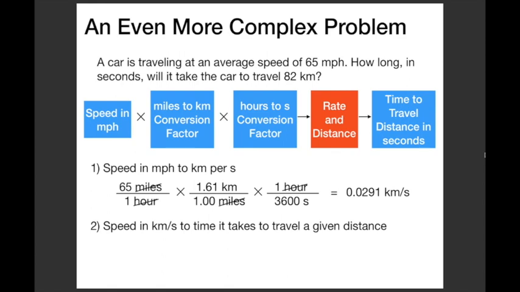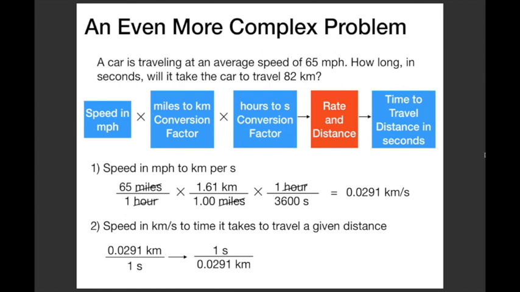We can now take that speed and that distance and convert that into the time it takes to travel that distance. The speed has kilometers in the numerator. The answer, time traveled in seconds, needs to have seconds in the numerator. Therefore, we need to take this quantity and take its inverse.